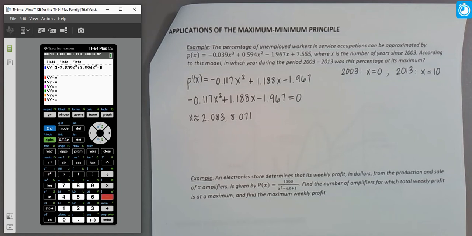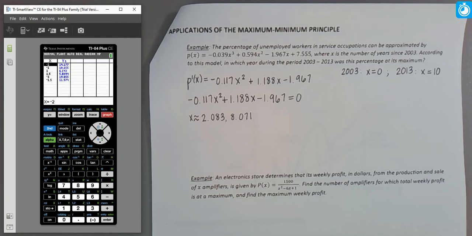Okay, minus 1.967x plus 7.555. Okay, and I'm going to arrow back over, tab back over, verify that I've typed what I intended, double check each of your terms, double check all your signs, double check your exponents. Okay, that looks good. Okay, so now I'm going to go into my table.